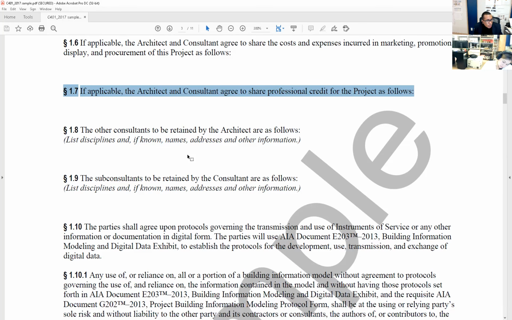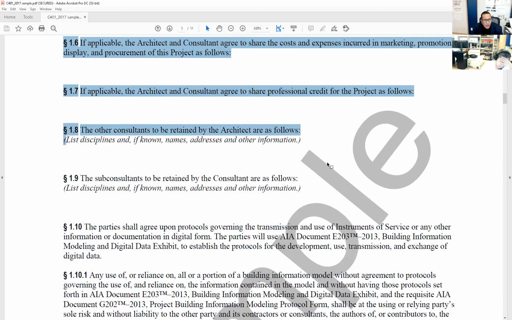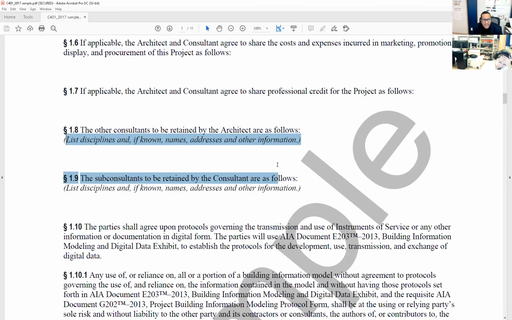The other consultants to be retained by the architect are as follows. Now, any idea why, let's say I'm hiring a structural engineer, I would want to tell the structural engineer who my other consultants and other disciplines are, and their addresses and information?